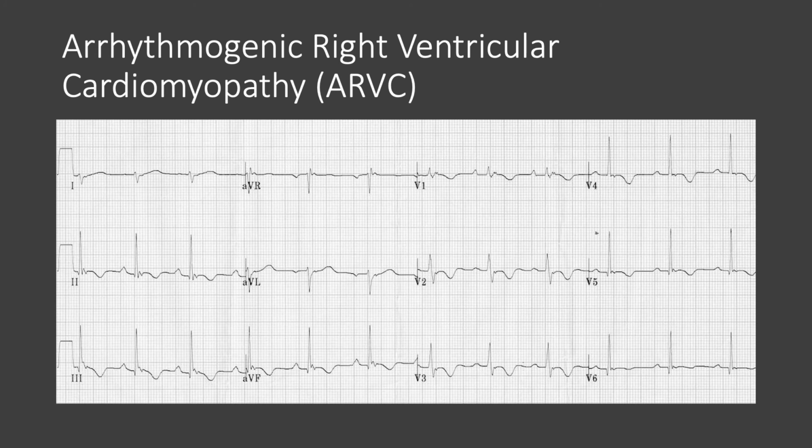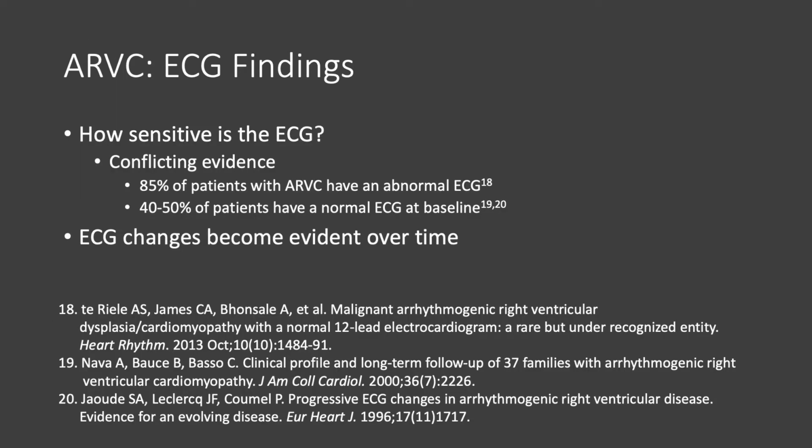Moving on to arrhythmogenic right ventricular cardiomyopathy, or ARVC. This is a patient with ARVC, and he has some classic ECG findings. We'll come back to them in just a moment. There's some debate as to how sensitive the ECG is for detecting arrhythmogenic right ventricular cardiomyopathy.